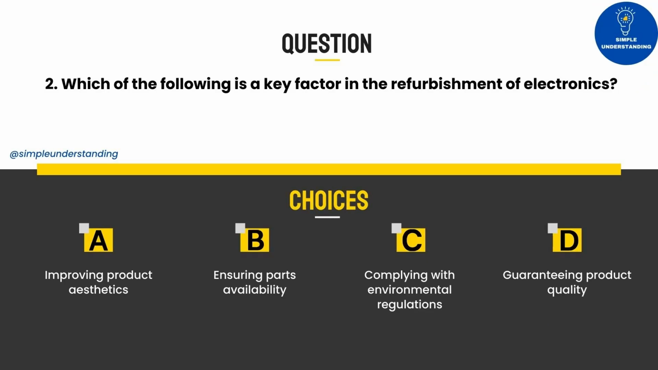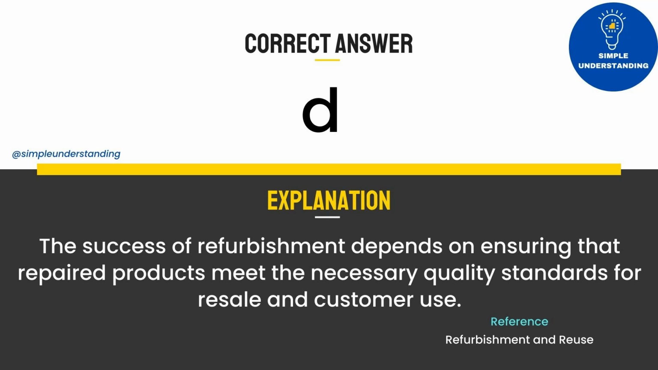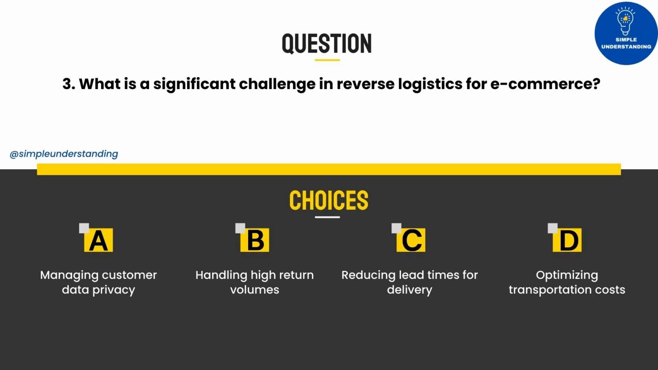2. Which of the following is a key factor in the refurbishment of electronics? A. Improving product aesthetics. B. Ensuring parts availability. C. Complying with environmental regulations. D. Guaranteeing product quality. Correct answer: D. Overall explanation: The success of refurbishment depends on ensuring that repaired products meet the necessary quality standards for resale and customer use.